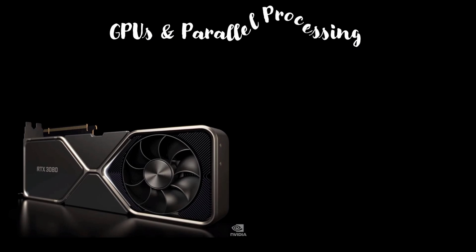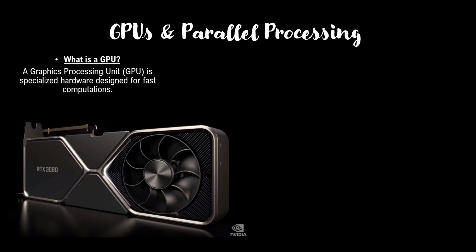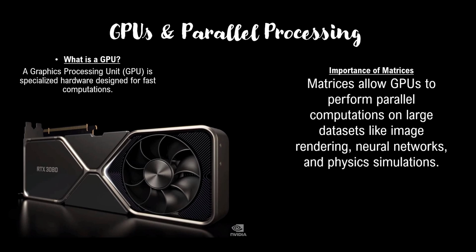Now, GPUs and parallel processing. What is a GPU? A GPU stands for Graphics Processing Unit and is a specialized hardware designed for faster computations. So this is what a GPU looks like. GPUs can perform billions of calculations per second. So what is the importance of matrices when it comes to GPUs? Matrices allow GPUs to perform parallel computations on large datasets like image rendering, neural networks, and physics simulations.